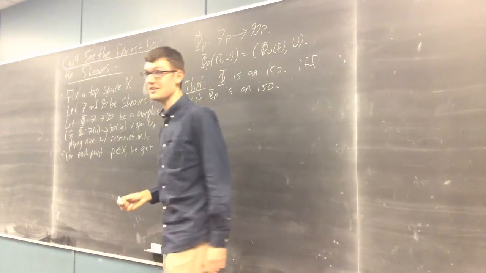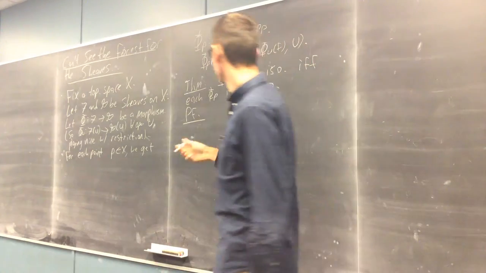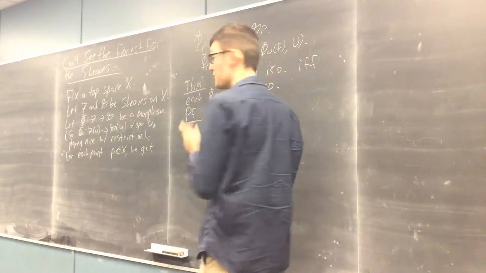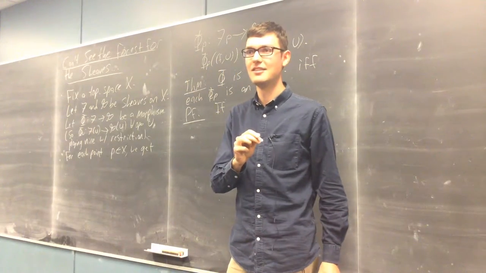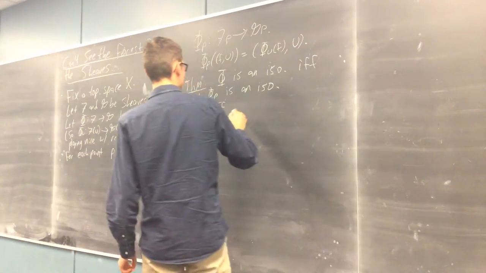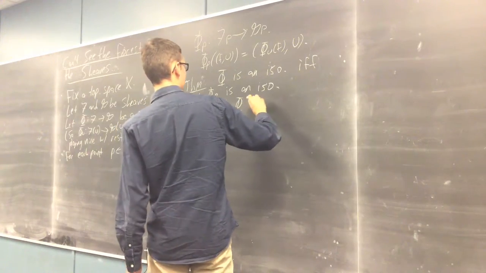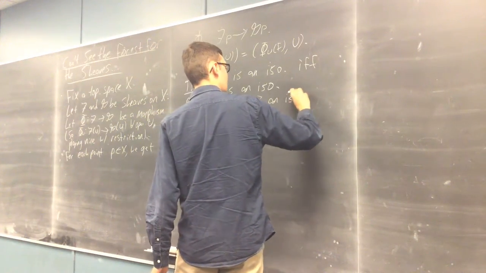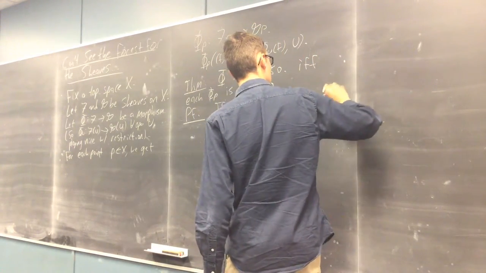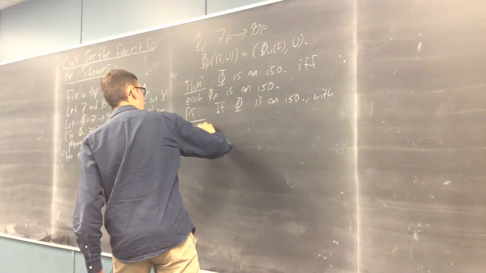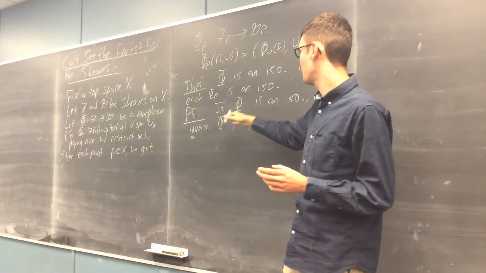So Vakil calls this a tricky theorem, but there's really only one part of the proof that's tricky. This is a bidirectional thing, and one direction is very easy. The other is tricky. Well, only half of the other direction is tricky. So if phi is the one that's an isomorphism with some inverse, well, I can get an induced morphism at every point for the inverse map.